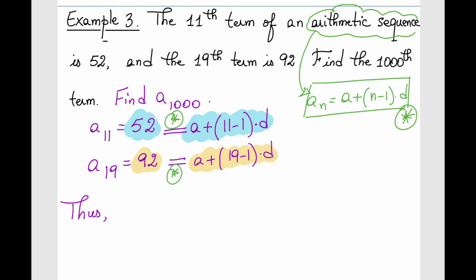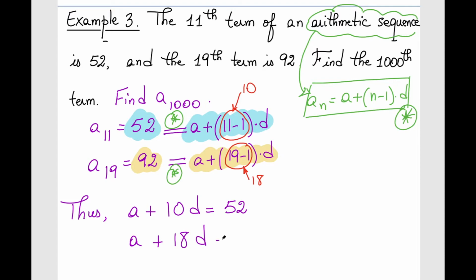Thus, a plus, again, 11 minus 1 is 10, right? So this is 10, and 19 minus 1 is 18. So thus, we get that a plus 10d is equal to 52, and a plus 18d is equal to 92, correct? So this is a linear system in two variables, so that's easy to solve.